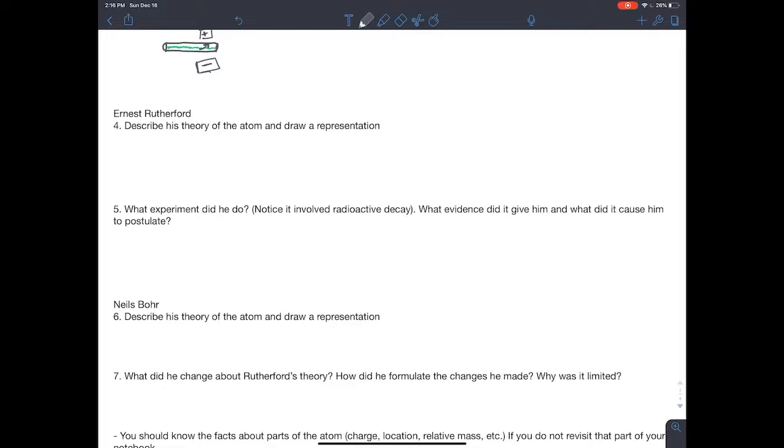So let's talk about his experiment. He did the gold foil experiment. So he shot alpha particles, which now we know what an alpha particle is, which is cool, right? We learned something. When you first heard about this, you didn't really know what an alpha particle was. Now you do. 2 protons, 2 neutrons, helium nucleus, positively charged alpha particles. So he was shooting these at a thin sheet of gold foil.